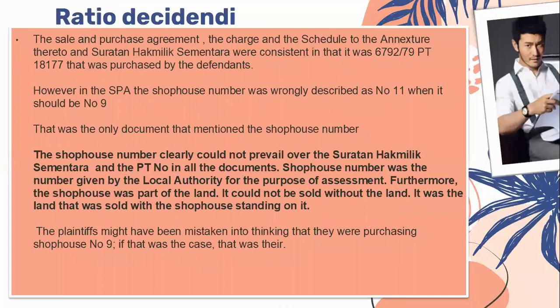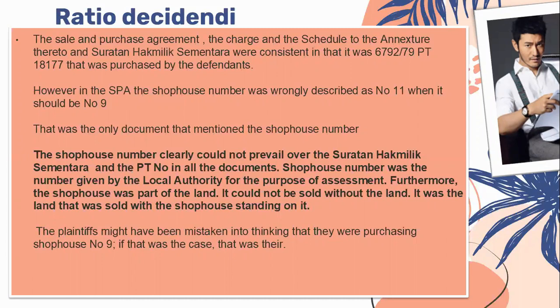So that's why we have to go see the ratio decidendi of the case. It was explained by the Court of Appeal that the ratio decidendi, or the reason behind their decision, was that the shop house number clearly could not prevail over the suratan hak milik sementara and the PT number in all the documents. The shop house number was a number given by the local authority for the purpose of assessment. Furthermore, the shop house was part of the land.